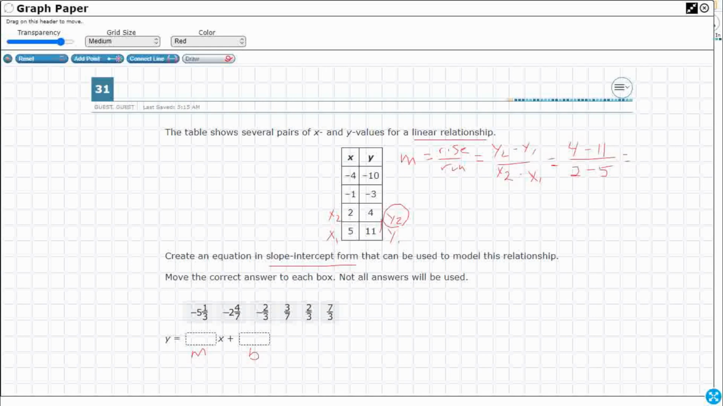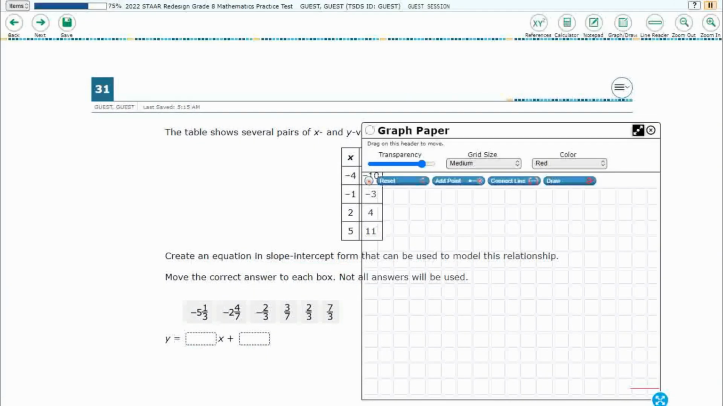If you wanted to flip these, if you wanted to do 11 minus 4, 5 minus 2, guess what? You get the exact same answer. So this is going to be negative 7 over negative 3. The two negatives cancel out, so that's going to be 7/3. And that's exactly what this is, 7/3. So it doesn't really matter which set you use, as long as you use them correctly. So our slope is 7/3.